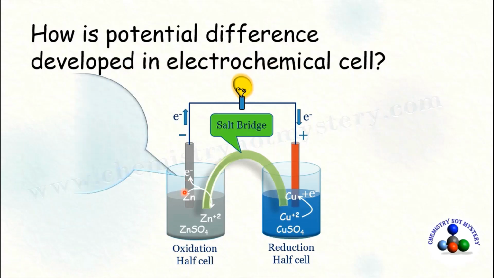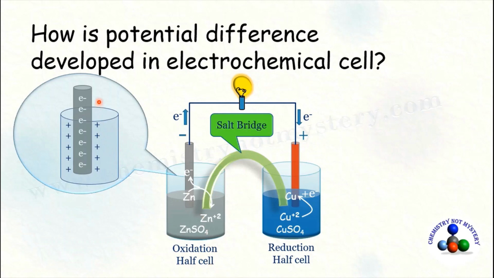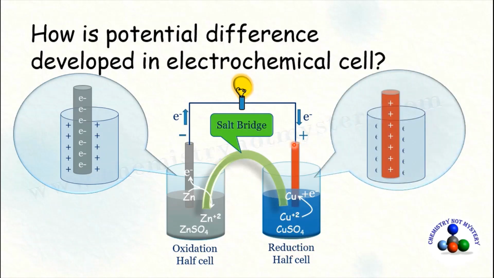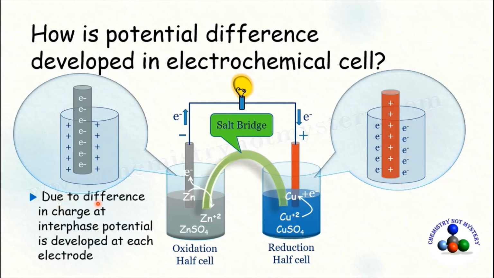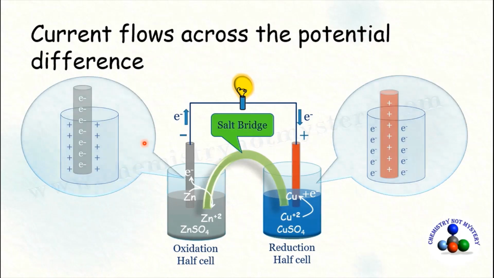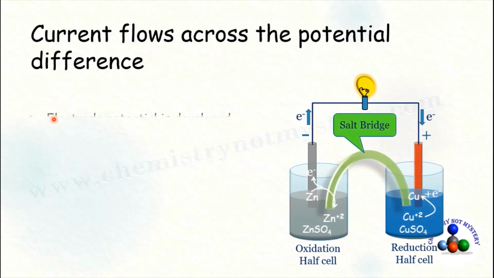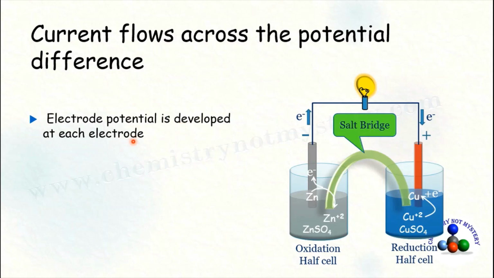When you closely observe the oxidation half cell, the anode is electron rich, so positive charge will gather around the electrode. Similarly, in the reduction half cell, the cathode is electron deficient, so electrons will gather around the electrode. Due to the difference in charge at the interface, a potential is developed at each electrode, and this potential is called electrode potential. So that's how electrode potential is developed at each electrode.